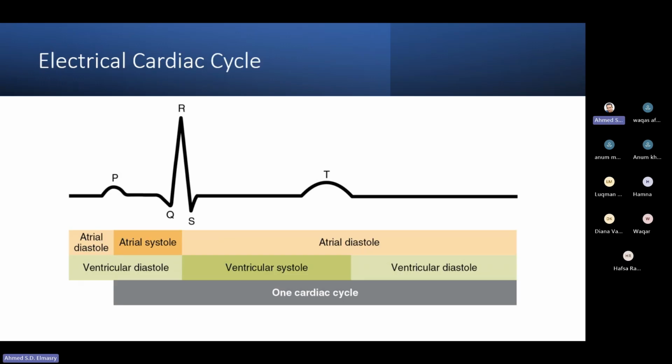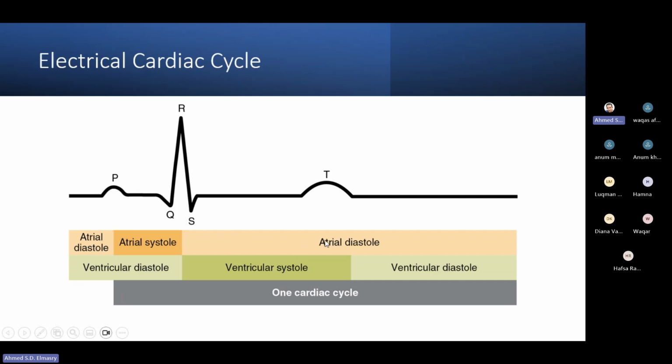Regarding the electrical cardiac cycle, it is divided into the electrical cycle for the atria and the electrical cycle for the ventricles. For the atria, it starts with the atrial systole in the ECG, which starts at the mid of the P wave till the peak of the R wave. After that, from the peak of the R wave till the mid of the next P wave, it is the atrial diastole.